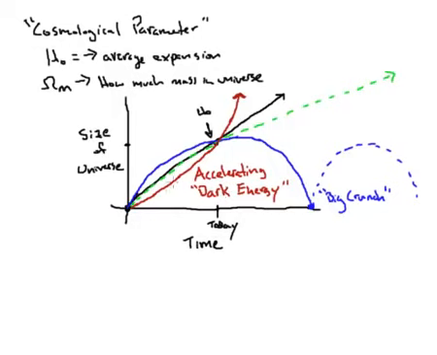To account for this kind of shape to the curve, we have to add a new cosmological parameter. It's sometimes called the cosmological constant. I think this is the symbol. You'll notice that this is not even in our textbook.